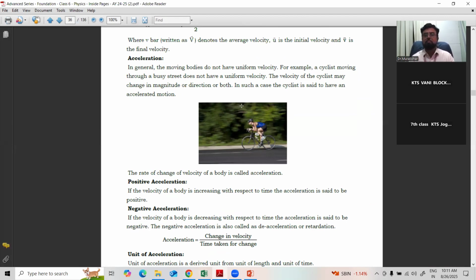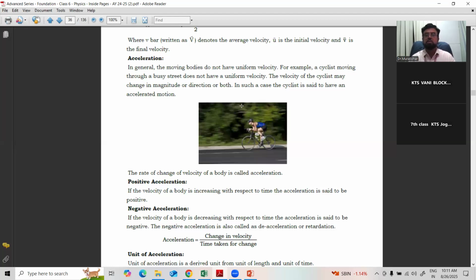Now another pair of terms, acceleration and retardation, or acceleration and negative acceleration. So you all know the common word acceleration, because every vehicle will have an accelerator. The accelerator is nothing but either increasing the speed or decreasing the speed. So when you raise the accelerator, the speed will increase. That is called acceleration. When you lower the accelerator, the speed will decrease. That is called deceleration or retardation or negative acceleration.